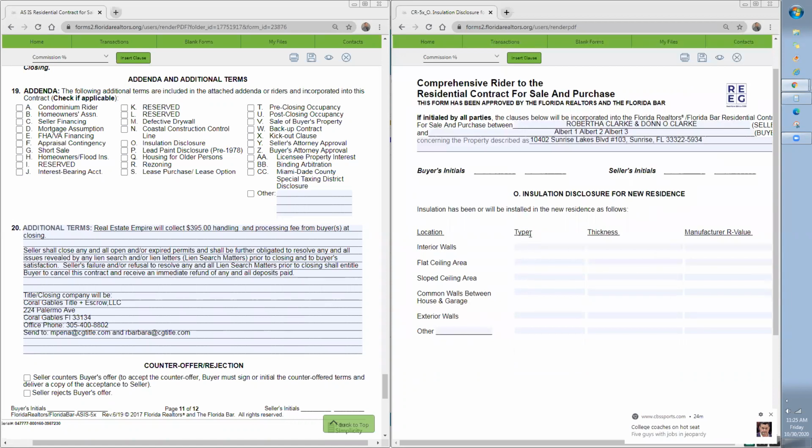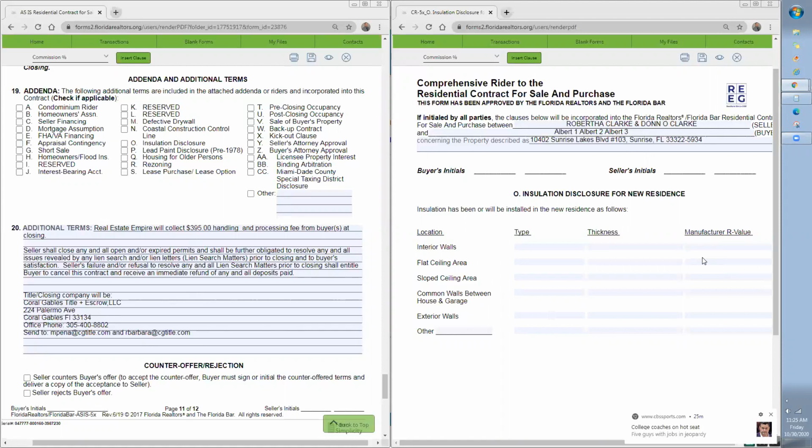And this addendum, we need to send with those houses if we're purchasing up north, so that they can tell us what type of insulation is in the interior walls, in the ceiling, in the slope ceiling, in common walls between the garages, and in the exterior walls, what their thickness is, and who the manufacturer is. So this disclosure we're not going to use for any properties here down south in Florida, but you may sell a property in Orlando, or up north in Jacksonville or Pensacola, or places that do require these codes. And at that point, you need to send that with the offer.